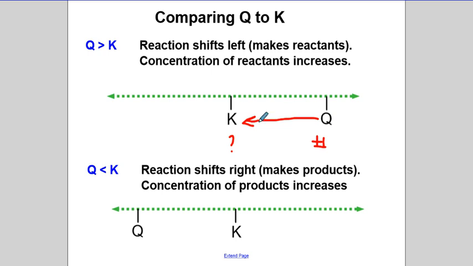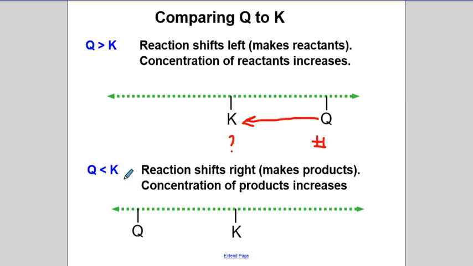So it's trying to go this direction. So it needs to shift left. And that means that in a reaction, we need to follow the leftward arrow. The reaction needs to go and use the products to make more reactants. Over here, it's just the exact opposite.